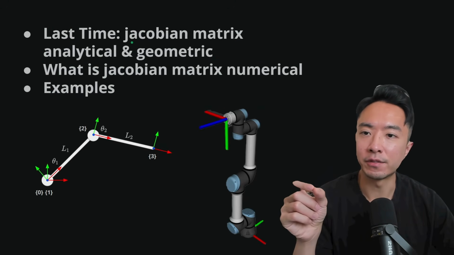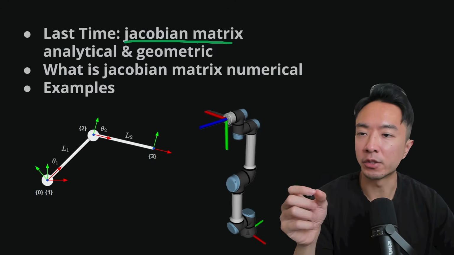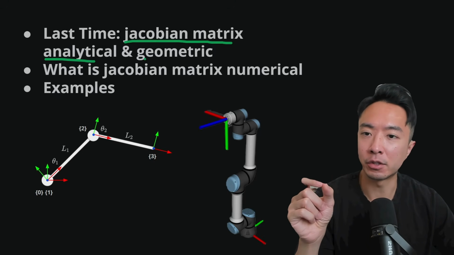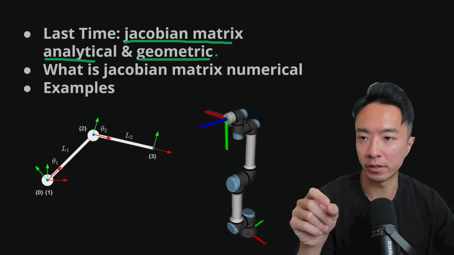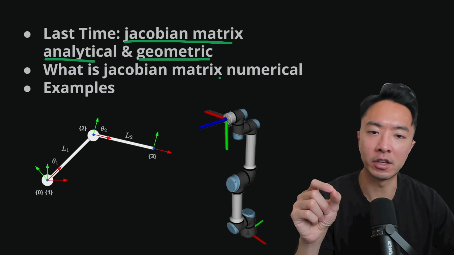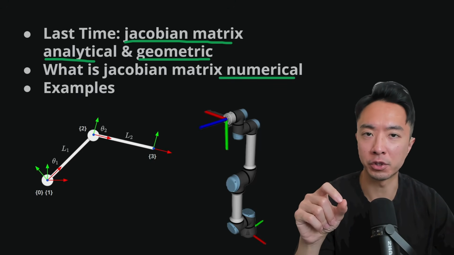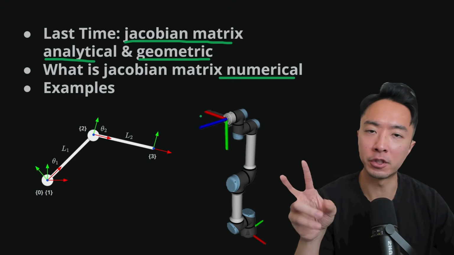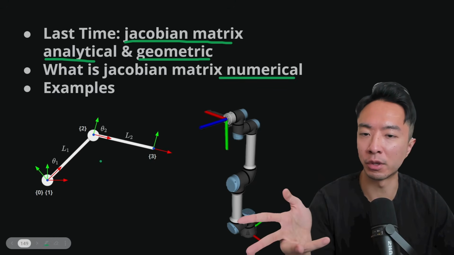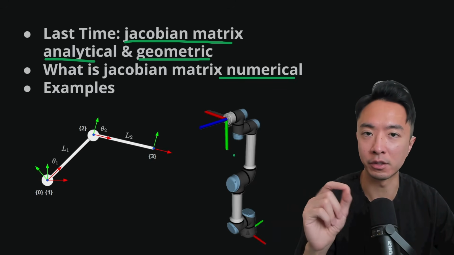Okay, so in my last video, I talked about the Jacobian matrix, specifically the analytical and geometric version. But in this video, we're focusing on the numerical version of the Jacobian matrix. So we're going to cover two examples, one with the 2R robot and then another one using the UR robot.